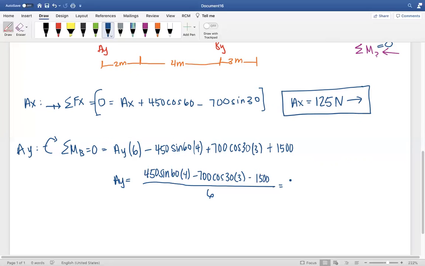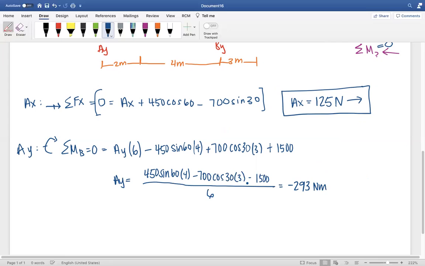I'm going to plug that into my calculator right now. So 450 sine 60 times 4 minus 700 cosine 30 times 3 minus 1500, all that divided by 6. So I got negative 293.3, so I can just round it off like that, Newton meters.